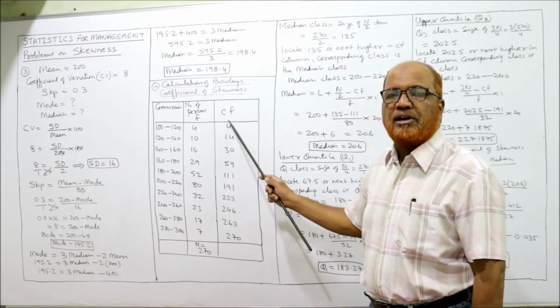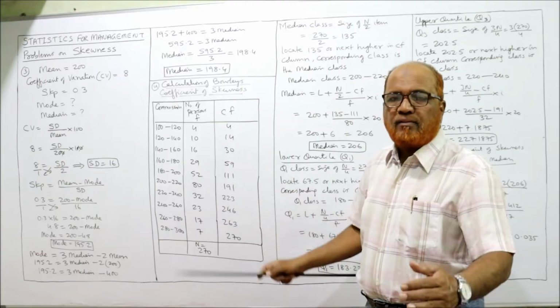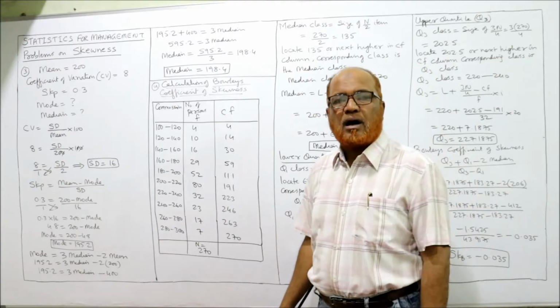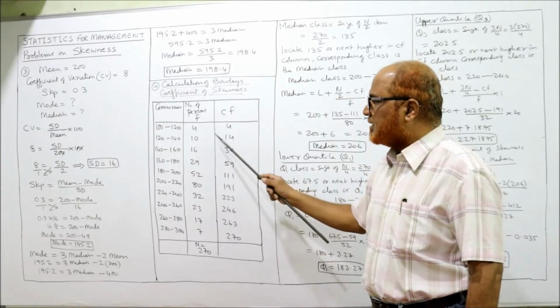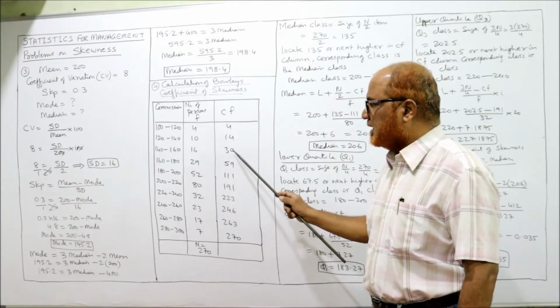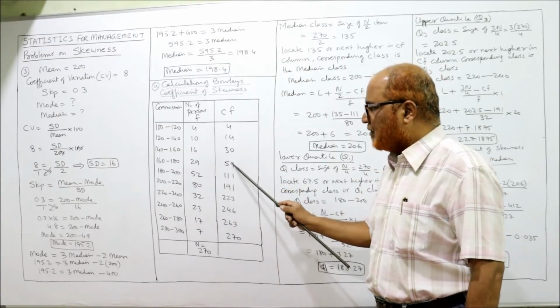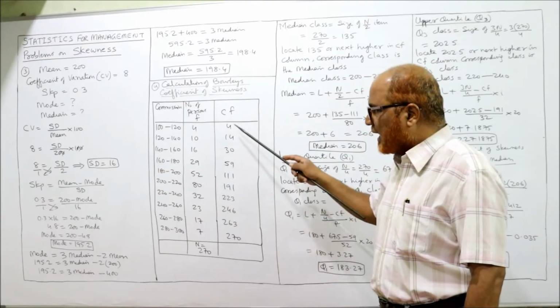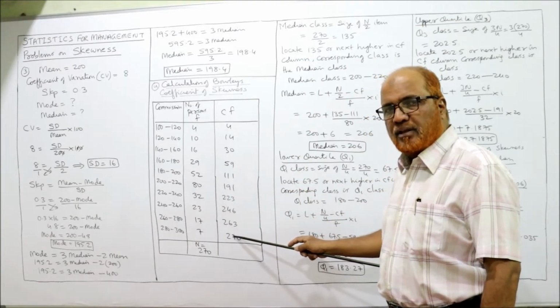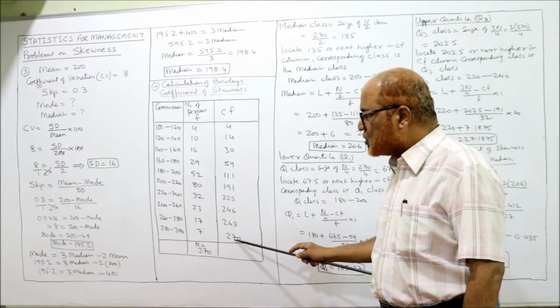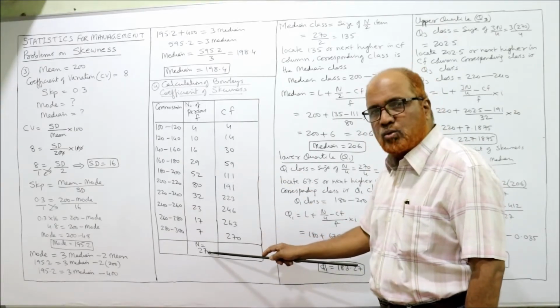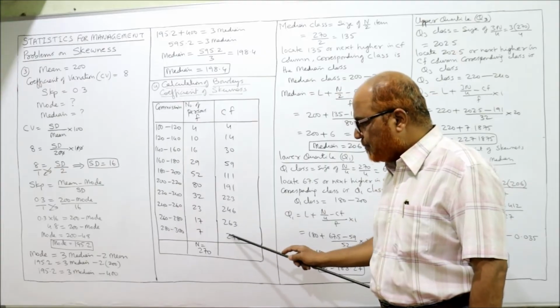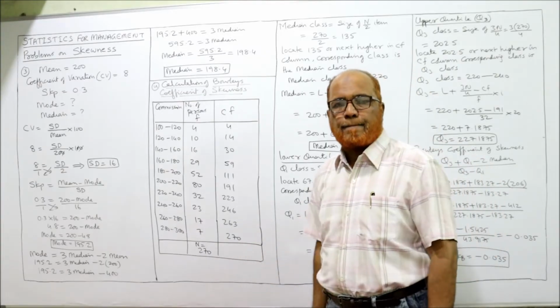Now CF, cumulative frequency. Already while calculating the median, we have seen how to find the cumulative frequency. First one 4, 4 plus 10, 14, 14 plus 16, 30, 30 plus 29, 59, 59 plus 52, 111. Like this we have calculated the CF. The last CF is 270 and the total of frequency must also be 270. If both are the same, then your calculations are right.